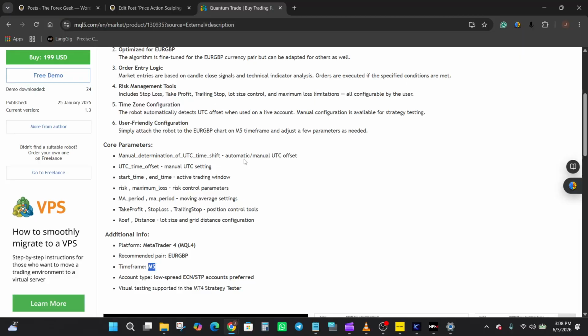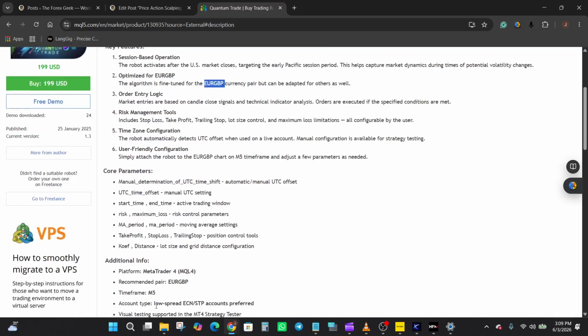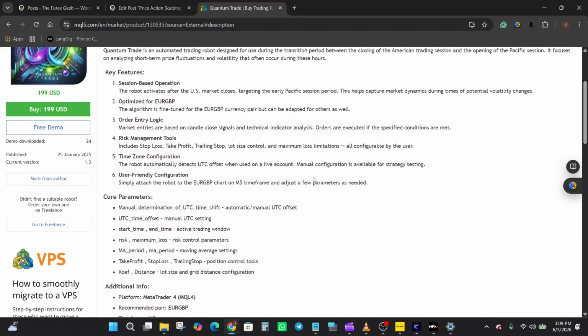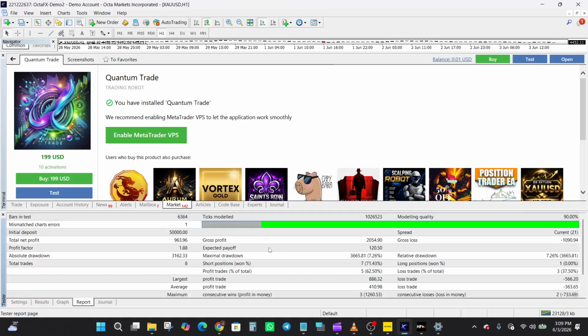Now we're just going to be moving into the strategy tester, and I'm going to be running the EA. I'm going to be running the Quantum Trade EA on EURGBP, the recommended pair. I'm going to be running it on M5, which is the recommended time frame. All right, what I'm mainly looking at here is how it behaves during different phases of market activity across the historical chart. So let's quickly head over to our strategy tester. We are using the every tick model. All right, and we are running the test over the past month. Okay, so let's quickly see the report now.